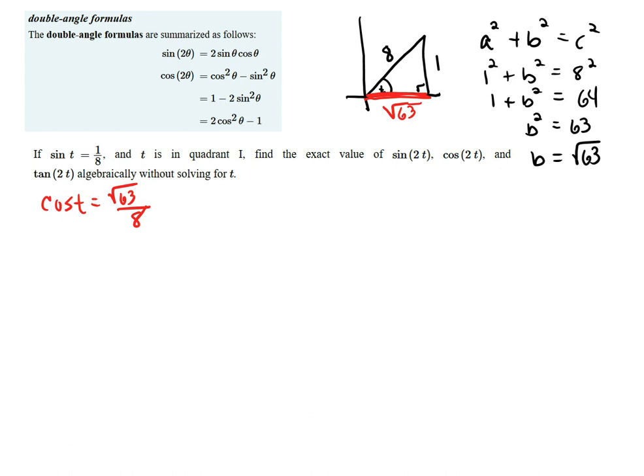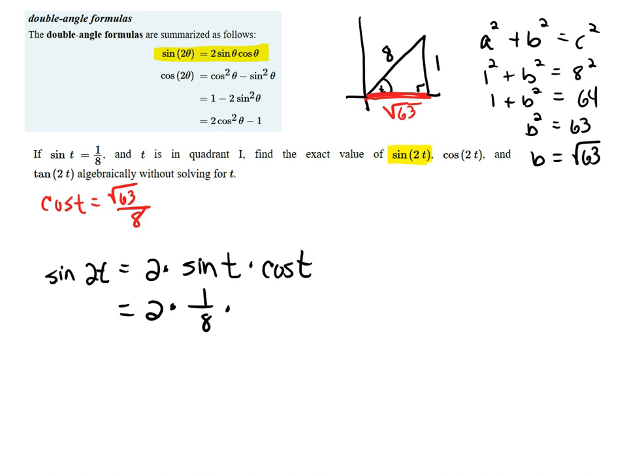And now I can come up here and find the sine of 2t using this function here, because the sine of 2 theta, or in this case 2t, is going to be 2 times the sine of t times the cosine of t, which equals 2 times the sine of t, which is 1/8, and the cosine of t, I just figured that out, that's the square root of 63 over 8.